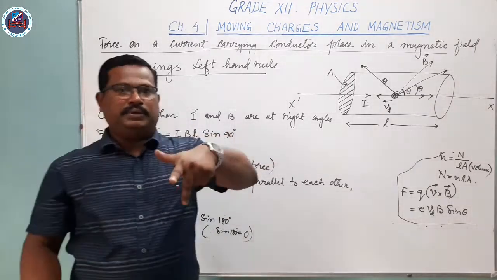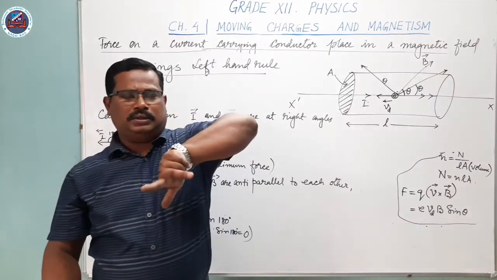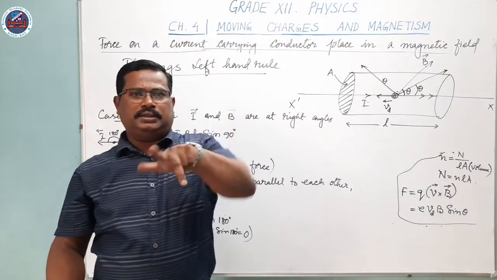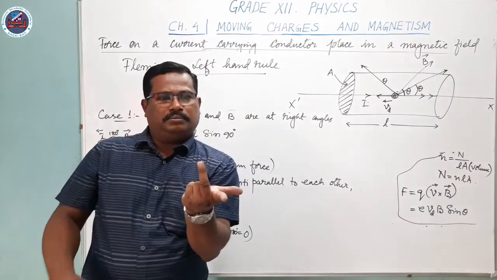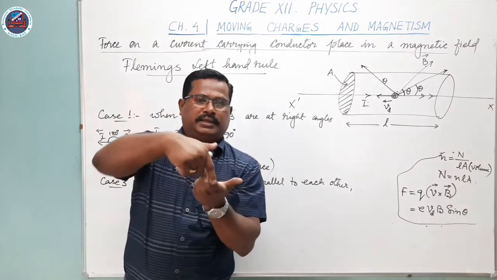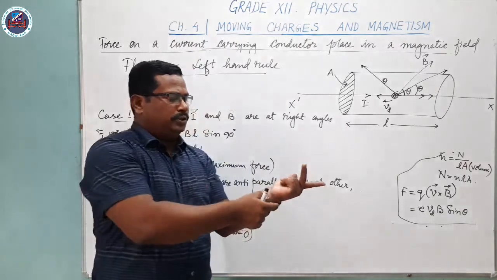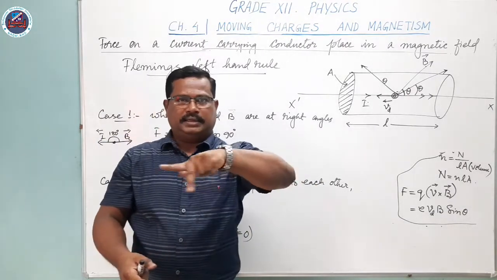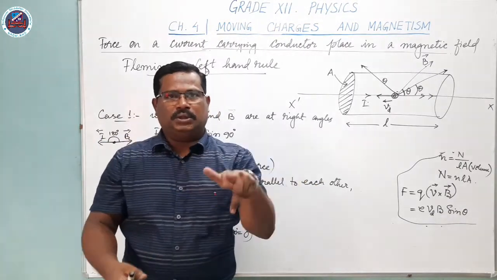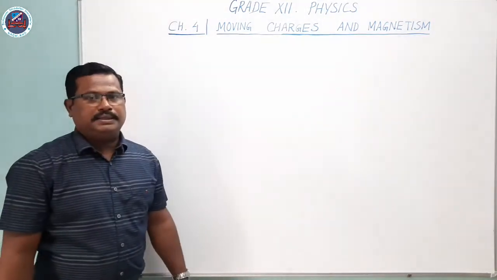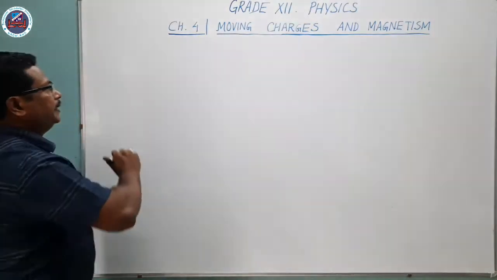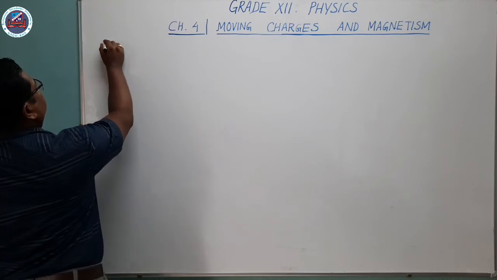You can do it in any way and check it out. This way you can rotate it, this way you can turn, but make sure that these three are at right angles to each other. You can use your wrist to rotate and get the exact direction which side it should move. Now let us see the force between two parallel wires carrying currents.